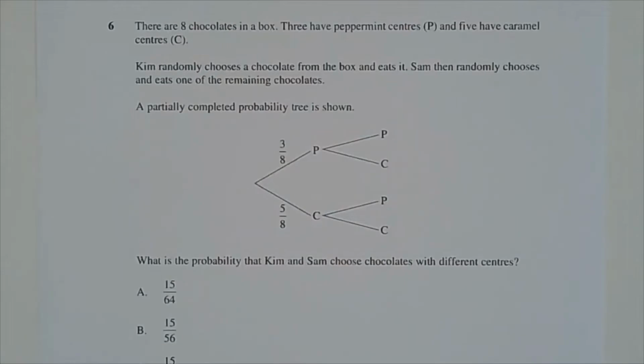Question 6. There are 8 chocolates in a box. 3 have peppermint centers, P, and 5 have caramel centers, C. Kim randomly chooses a chocolate from the box and eats it. Sam then randomly chooses and eats one of the remaining chocolates. A partially completed probability tree is shown. What is the probability that Kim and Sam choose chocolates with different centers?